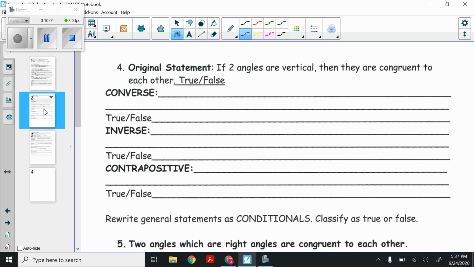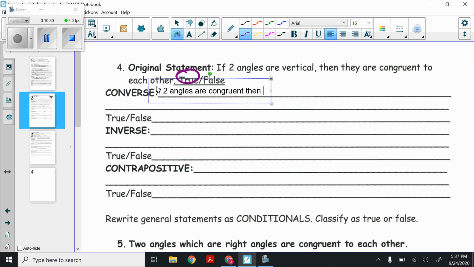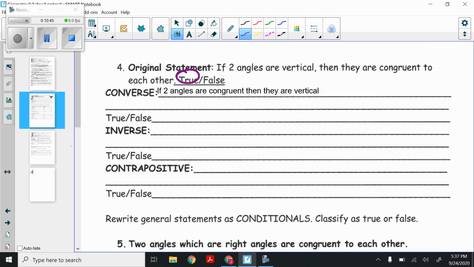Right, we're going to keep doing this. The original statement: if two angles are vertical, then they are congruent to each other. Well, that's true, right? We know that vertical angles are congruent. So now we want the converse of that. The converse, I trade places with the hypothesis and the conclusion. So it would say if two angles are congruent, then they are vertical. Is that true or false? Well, are the only congruent angles out there vertical? No. So this would be false.